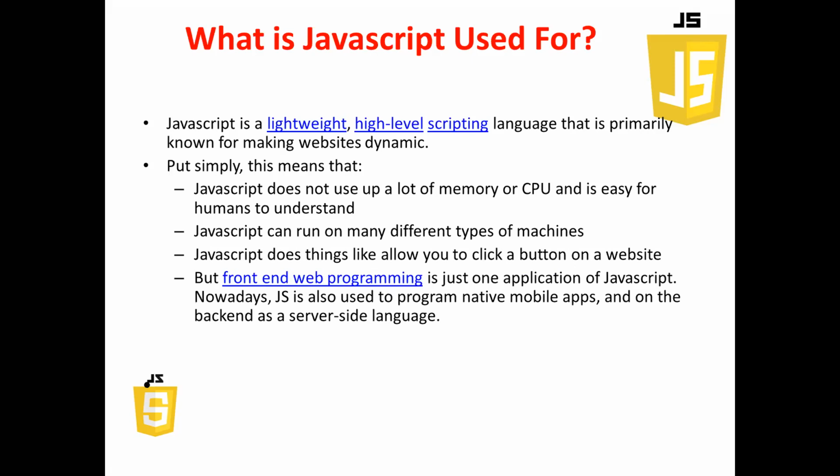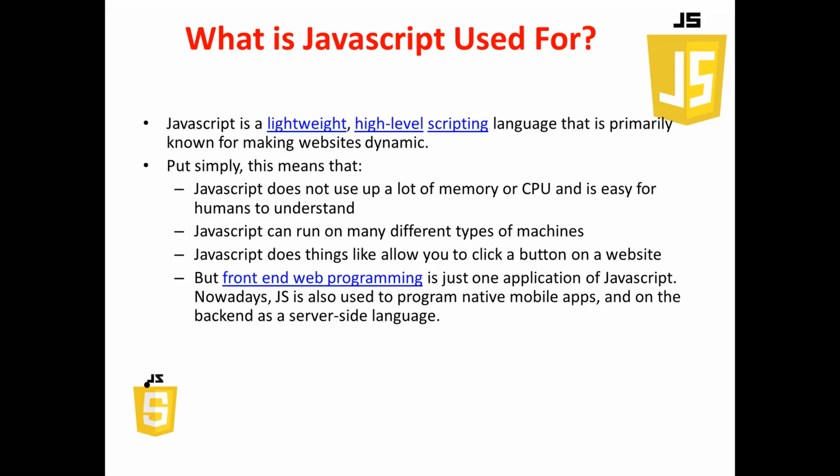But front end web programming is just one application of JavaScript. Nowadays, JavaScript is also used to program native mobile applications. For example, if you wanted to write any program which should be available and working on your mobile devices, iPhone, Android, or something like that, you can easily write that code as well. And on the back end as a server side language, you can use it as well. So this JavaScript language you can use for both, front end and back end.